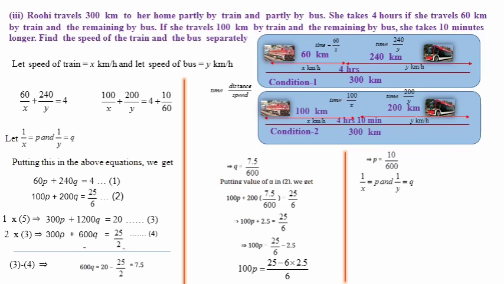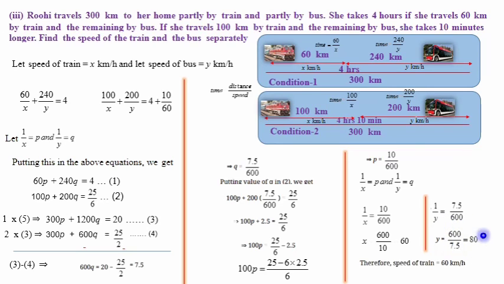Now just resubstitute the values. 1 by x is equal to p and 1 by y is equal to q. 1 by x is equal to 10 divided by 600. When you take the reciprocal, x is equal to 600 divided by 10, that is 60. Now 1 by y is equal to 7.5 by 600. Taking the reciprocal, y is equal to 600 by 7.5, that is 80. Finally we have got the answer.